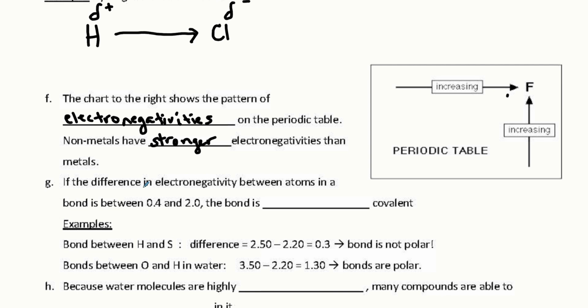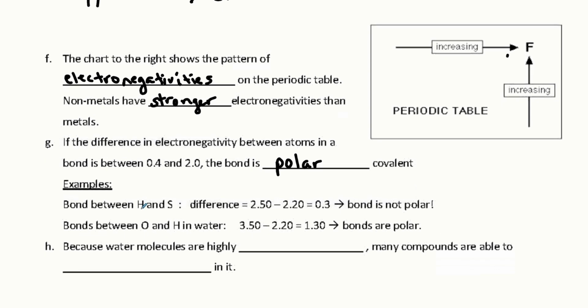When you're trying to figure out if something is polar or not, you look at the electronegativity values and you subtract them. You always subtract the smaller electronegativity from the larger one to get a positive answer. If the difference in the electronegativity values between the two different types of atoms that are forming the covalent bond falls within the range of 0.4 and 2, the bond is considered to be polar covalent. So let's look at some examples so we can see how this works.